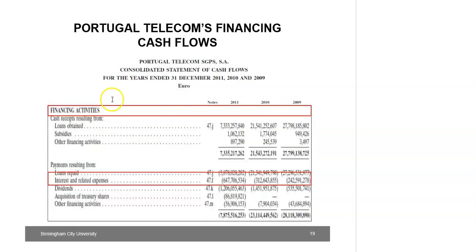If we look at the financing activities of Portugal Telecom, we note that interest and related expenses have been shown here as financing activity. We know that the US GAAP require that interest and related expenses should be classified as financing activity. However, the IFRS allows companies to report them either as operating or financing activity. Portugal Telecom reports under IFRS, and it has chosen here to report interest and related expenses as a financing activity in the financing activities section on the cash flow statement.